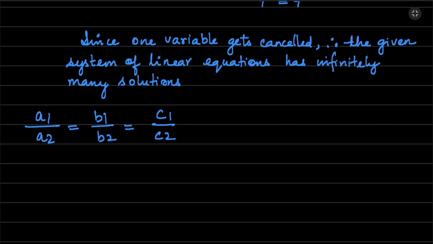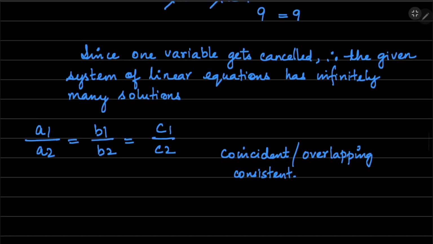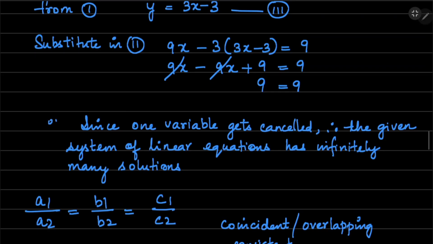And if you are plotting it graphically, how will the lines look? Each of the lines representing each of the linear equations will coincide over each other. That's why you say it has infinitely many solutions. So the lines will be coincident, this is just for your understanding, or they will be overlapping each other. And the system will be consistent because it does have a solution, just that it has many solutions. Okay, I hope you understood.